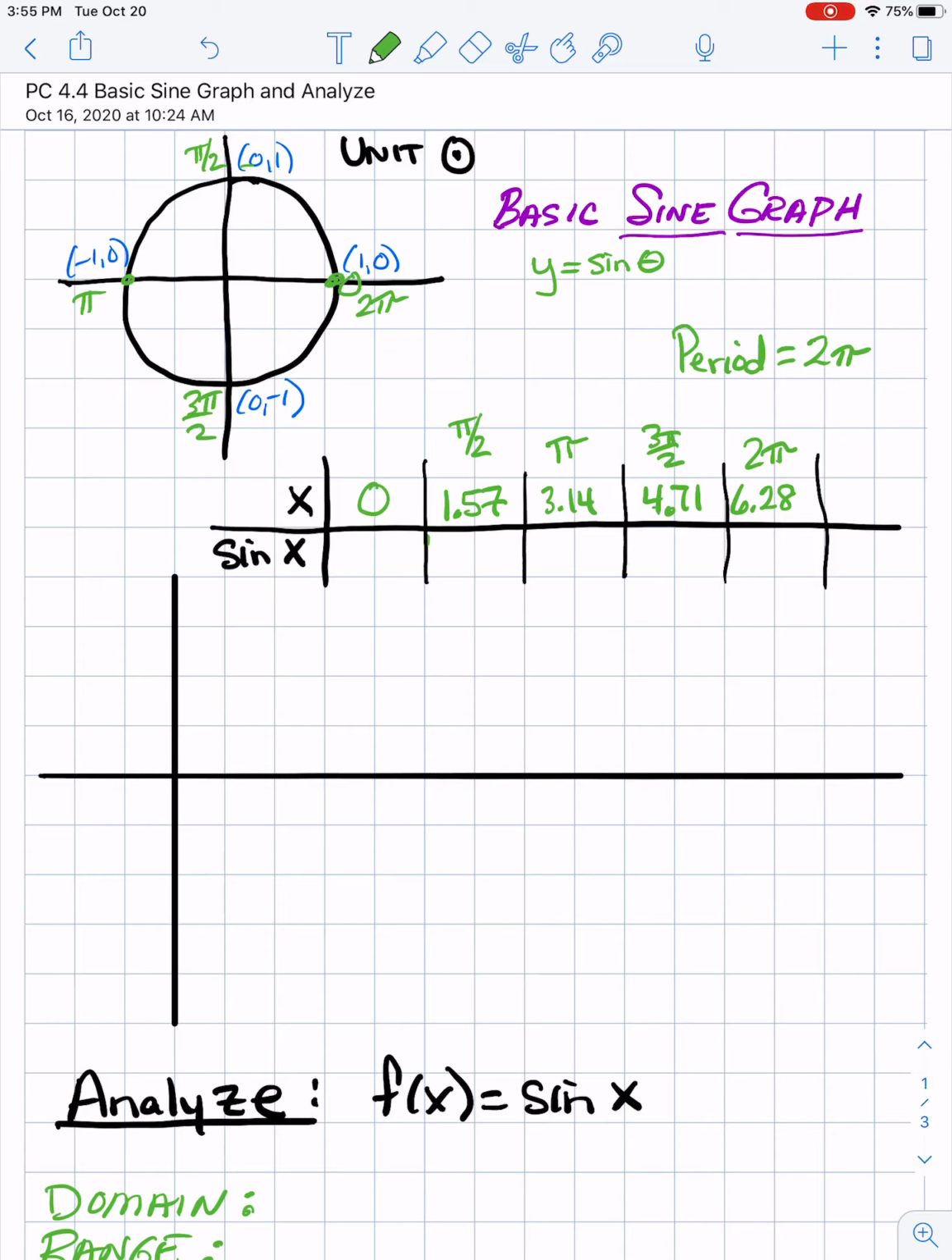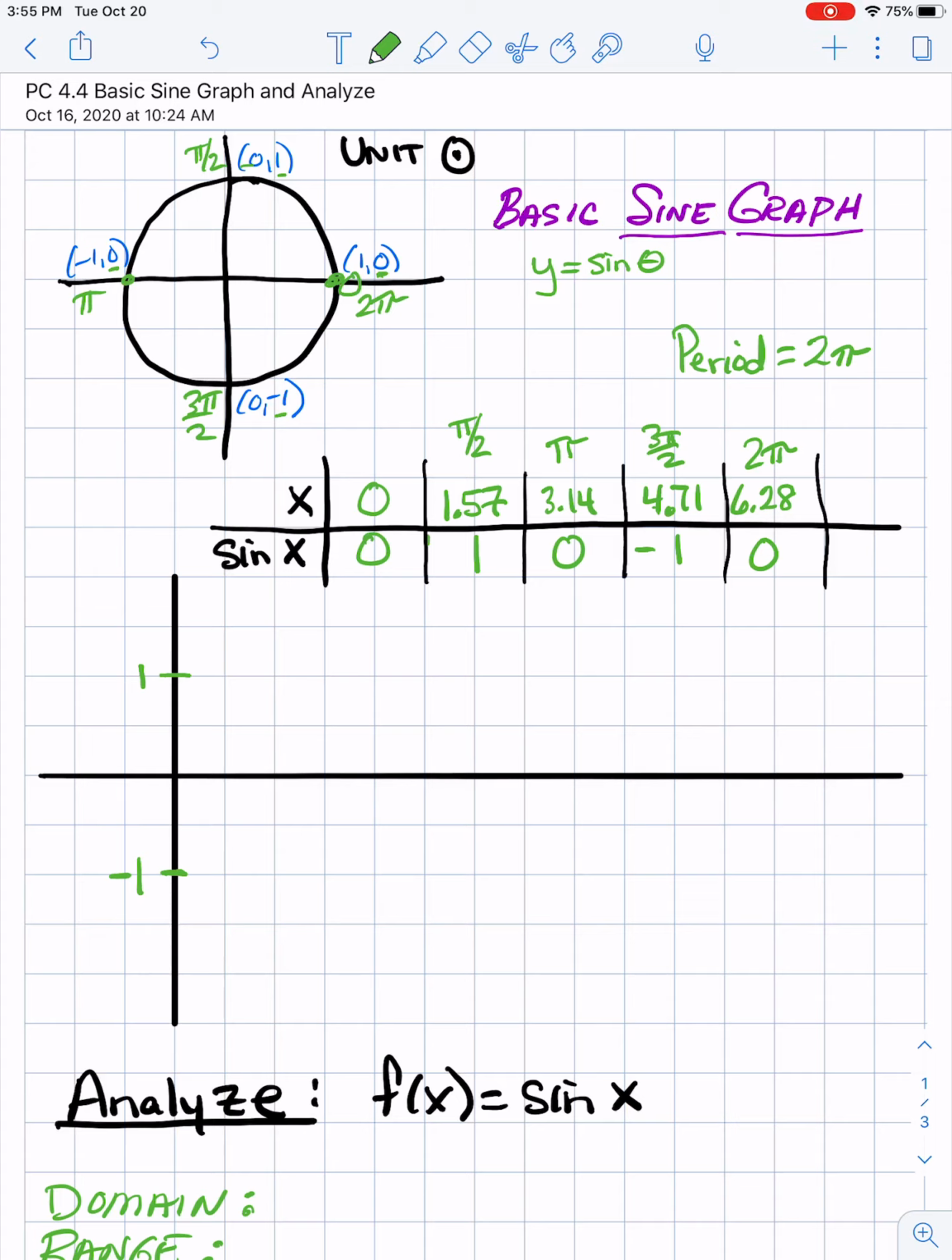At 0, our sine value is 0. Again, look at the y coordinates. At 1.57, we're at 1. At 3.14, you have 0. At 4.71, you have -1. And at 6.28, we are back around to 0. So we're going to cycle between 1 and -1 for maxes and mins. All right, so I have a little grid down here. Let's say this is 1, and down below here, -1. And let's plot our points.